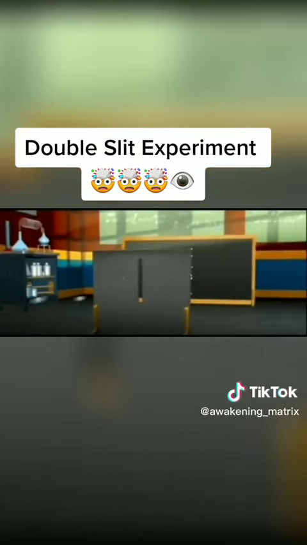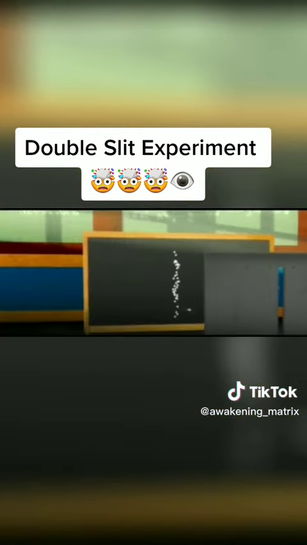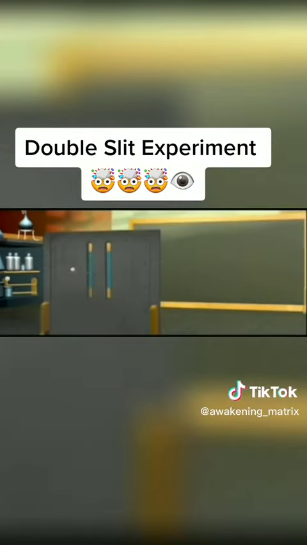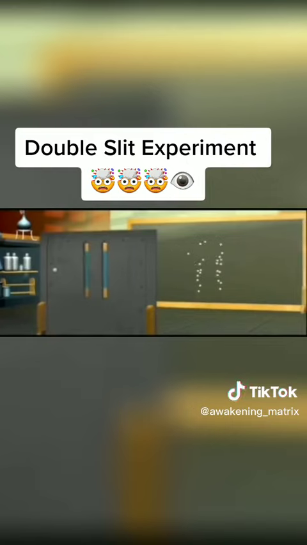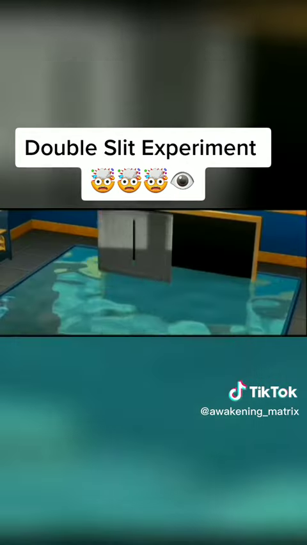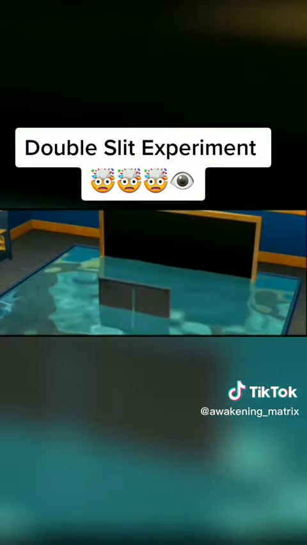If you throw solid balls at a shield with a slit cut into it, a single diffuse strip designating the strike points will appear on the screen behind the shield. If there are two slits in the shield, then there will be two strips. But how will waves behave if aimed at the shield?